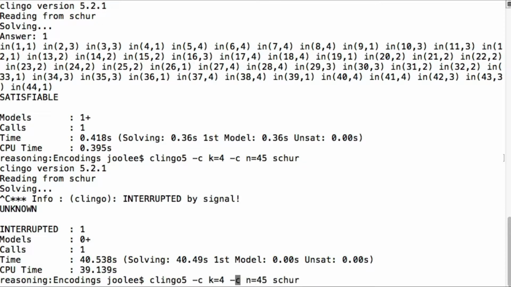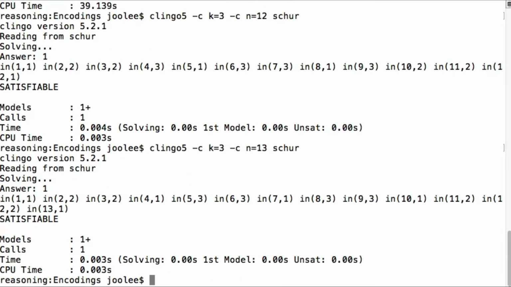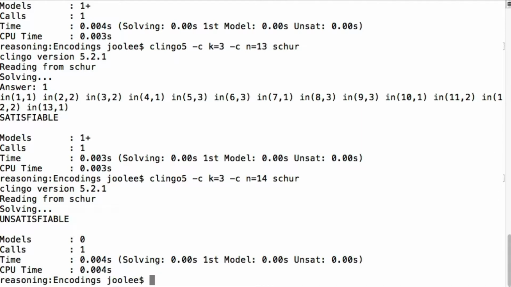Maybe SO3. So that's known to be 12, I believe. So that means 3 and 12. Okay, we got it. If you have 13, no, it's a found solution. Maybe it's 13. 14, no. Yeah, it is actually 13. So found it. Okay, so we can check that SO3 is 13.